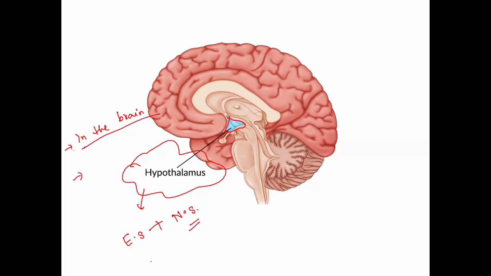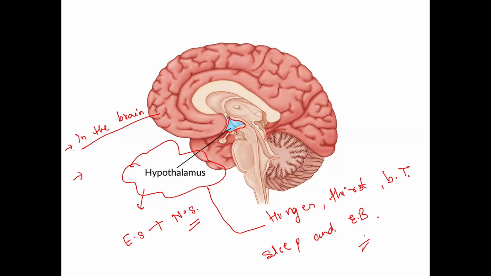It controls hunger, thirst, body temperature, sleep, and emotional behavior as well. It also tells the pituitary gland when to release hormones. So the hypothalamus also commands the pituitary. Then the pituitary further commands the other lower endocrine glands.